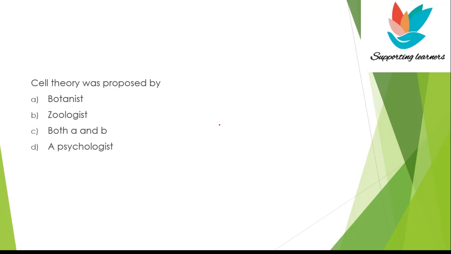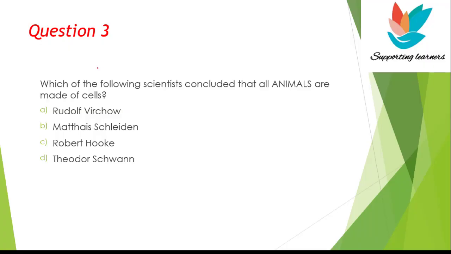Question 2. Cell theory was proposed by A. botanist, B. zoologist, C. both A and B, and D. a psychologist. So we know that the cell theory was proposed by both botanist and zoologist. So answer is C, A and B. The botanist was Matthias Schleiden and zoologist was Theodor Schwann.